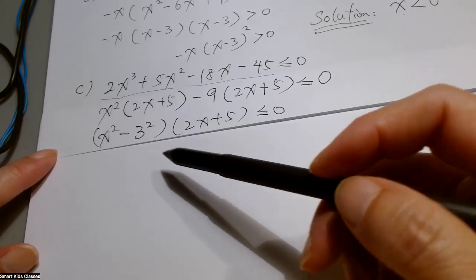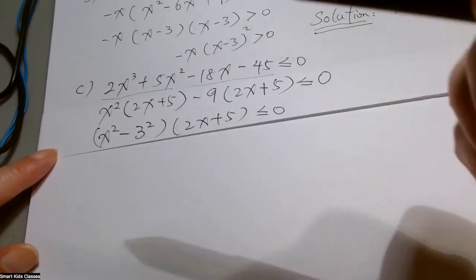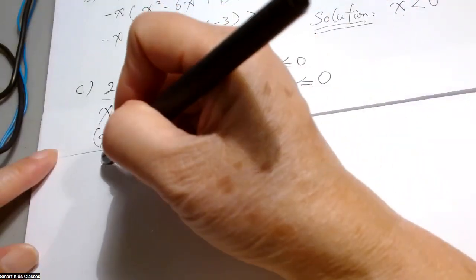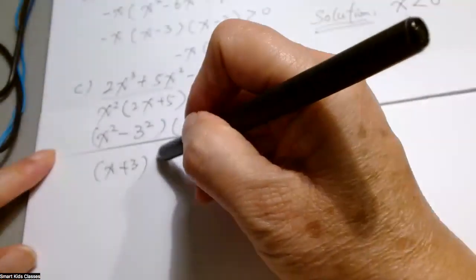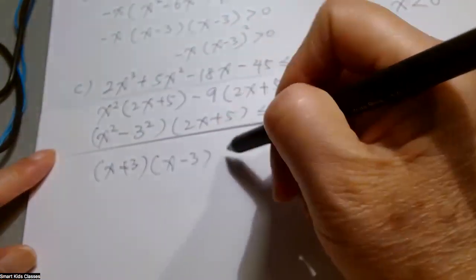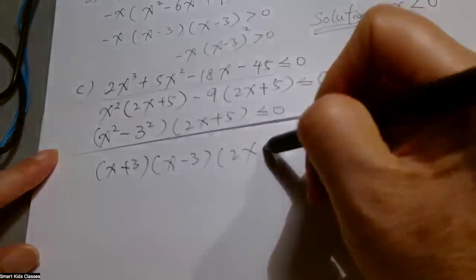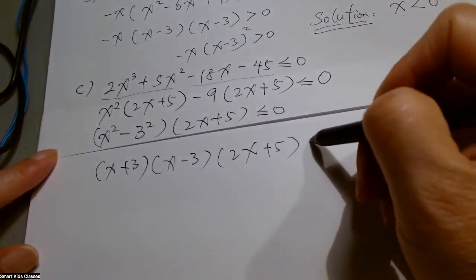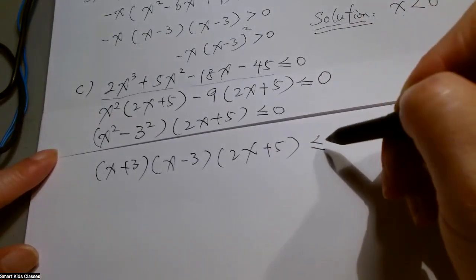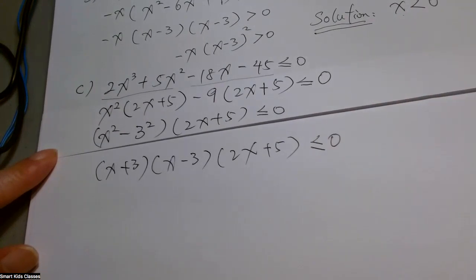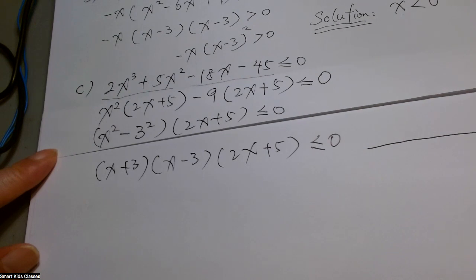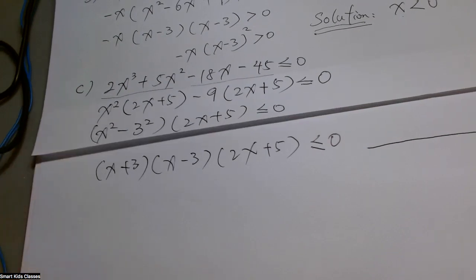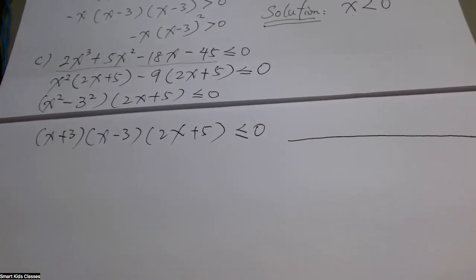Now from here, we continue to factor this x squared minus 3 squared. We're going to have an x and 3, and times x minus 3. And 2x and 5 is going to be smaller or equal to 0. Now we're going to test the number line here. I draw a number line here. So we're going to have all these x intervals here.